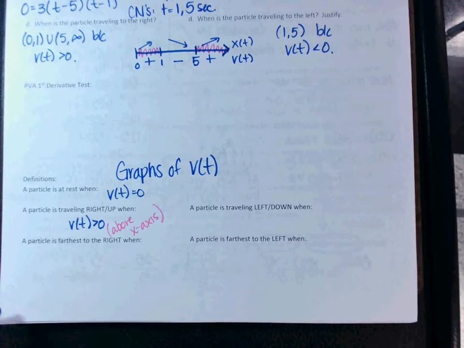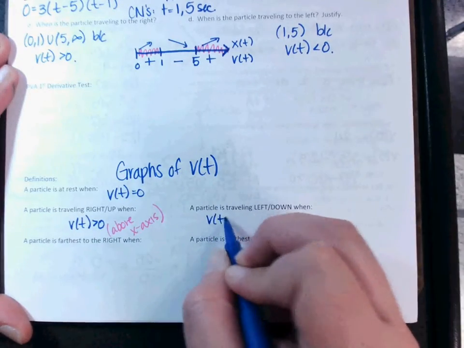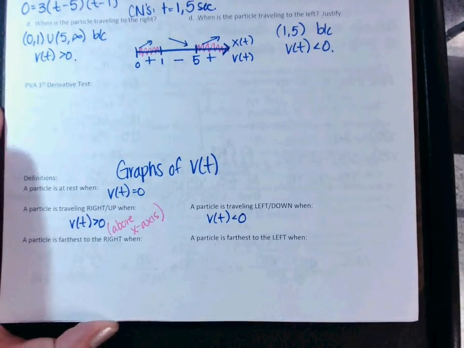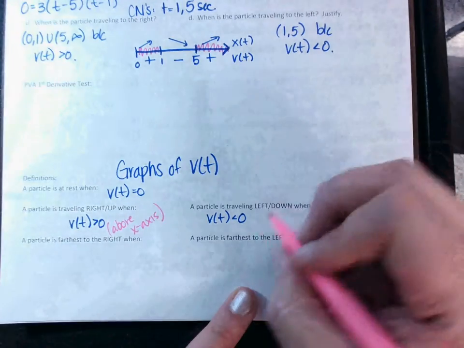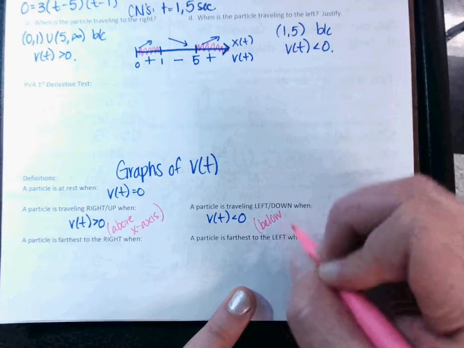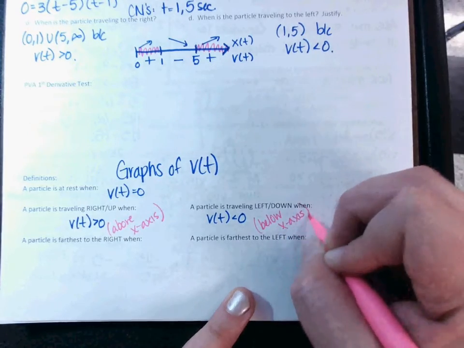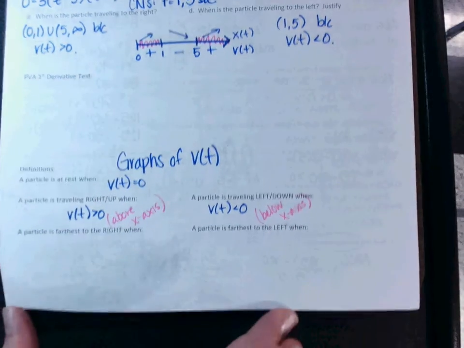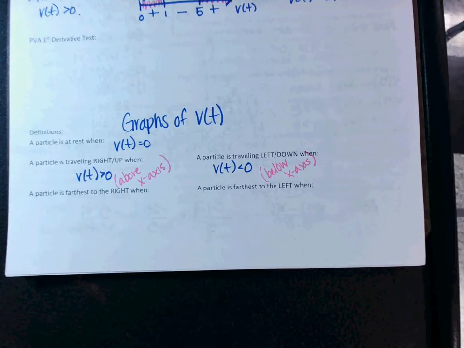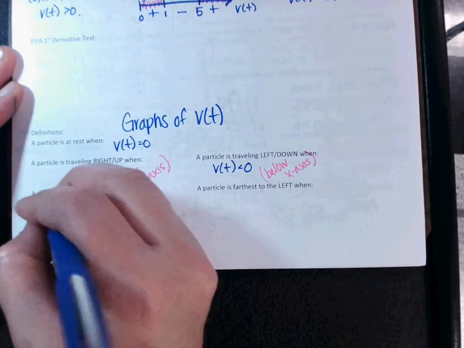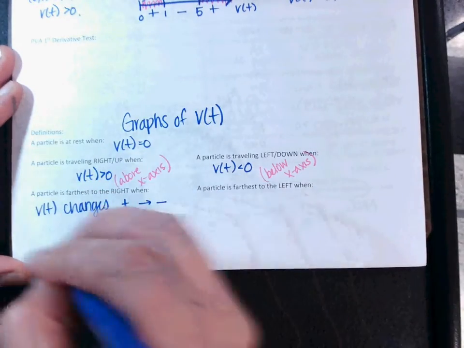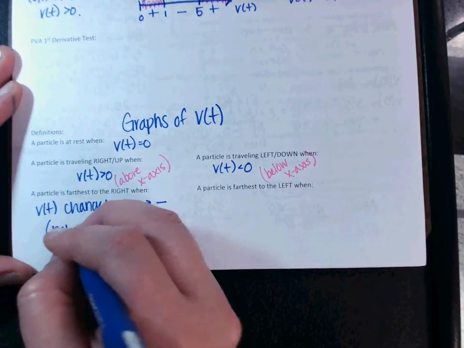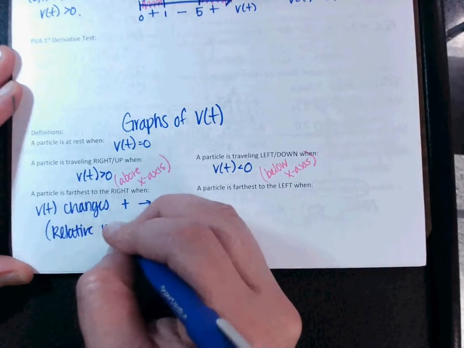Okay. Next one, particle is traveling left when velocity is what? Less than 0, which would be where in the graph? Below the x-axis. Very good. So I'm going to put below the x-axis. Okay, my particle will be farthest to the right when velocity changes from positive to negative, because that's where I would have a relative maximum.